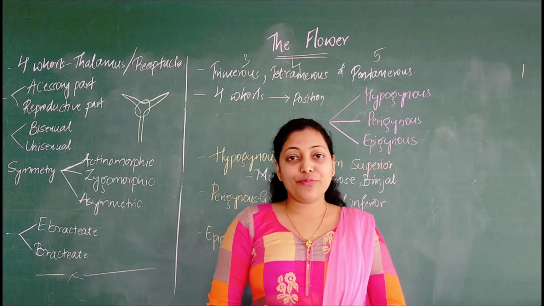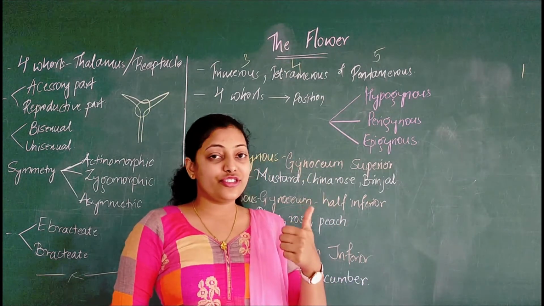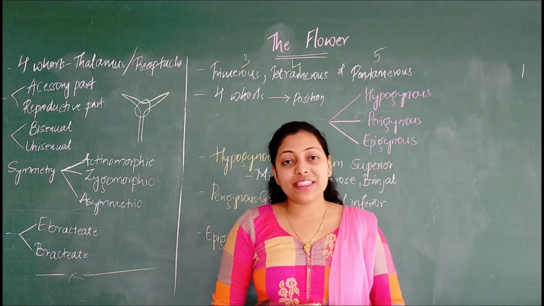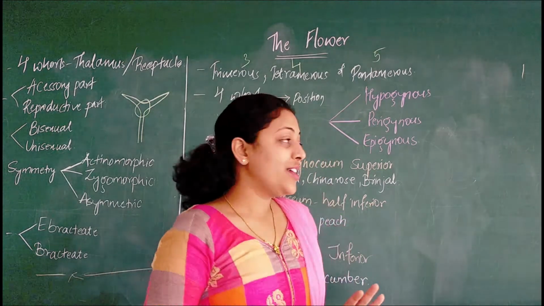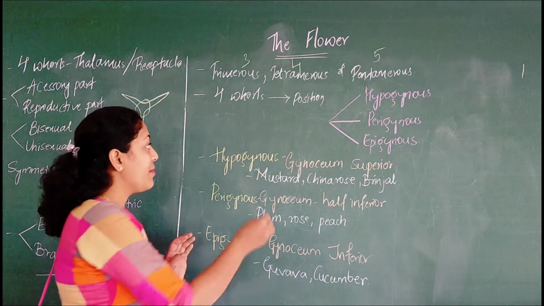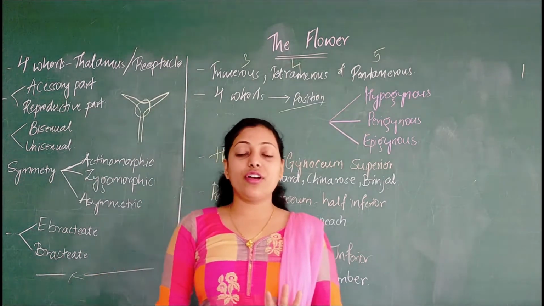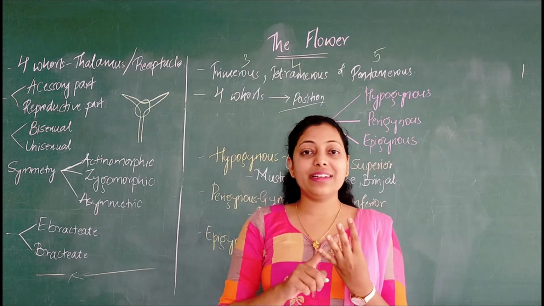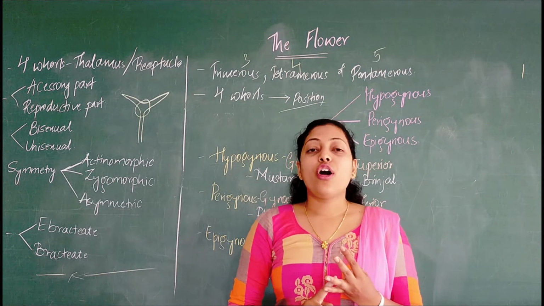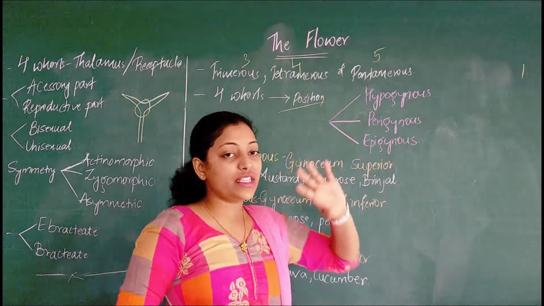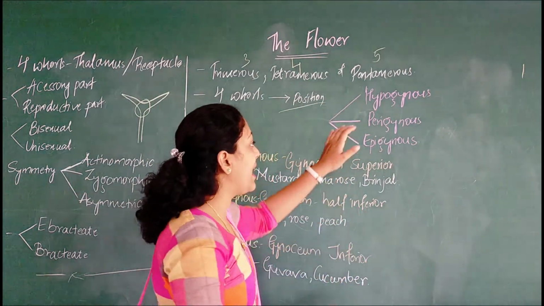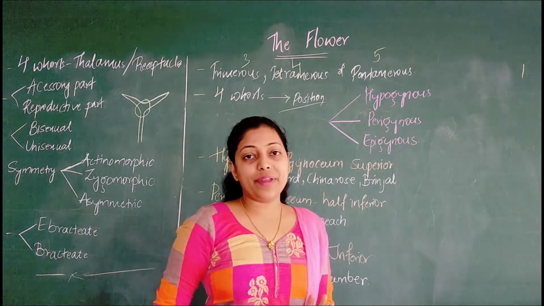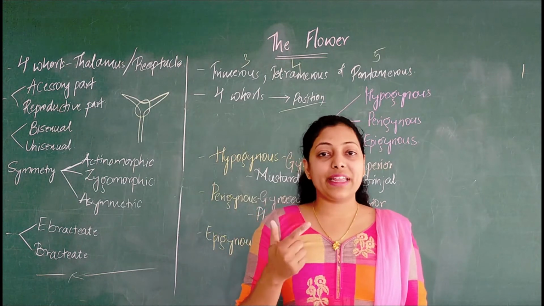So on the basis of petals, a flower can be either trimerous, consisting of 3 petals, tetramerous, consisting of 4 petals, or pentamerous, consisting of 5 petals. Next, coming back to the position of the whorls. We all know that a flower consists of 4 whorls: calyx, corolla, androecium, and gynoecium. On the basis of the position of these whorls, the flower is said to be either hypogynous, perigynous, or epigynous. Hypo, peri, and epigynous.